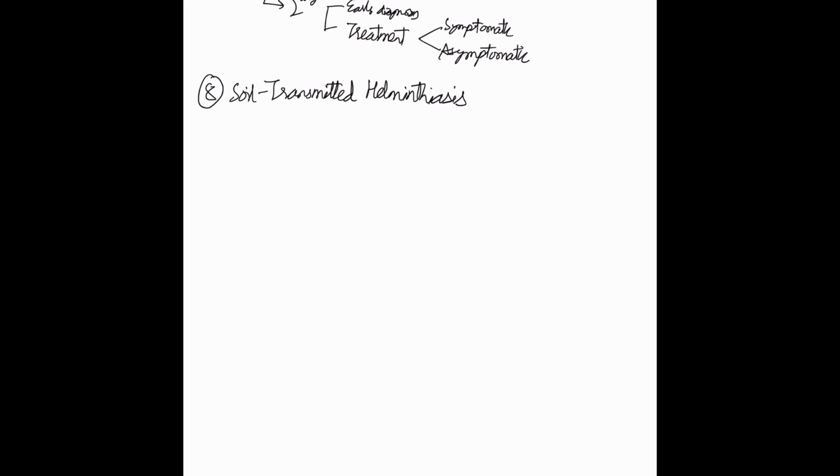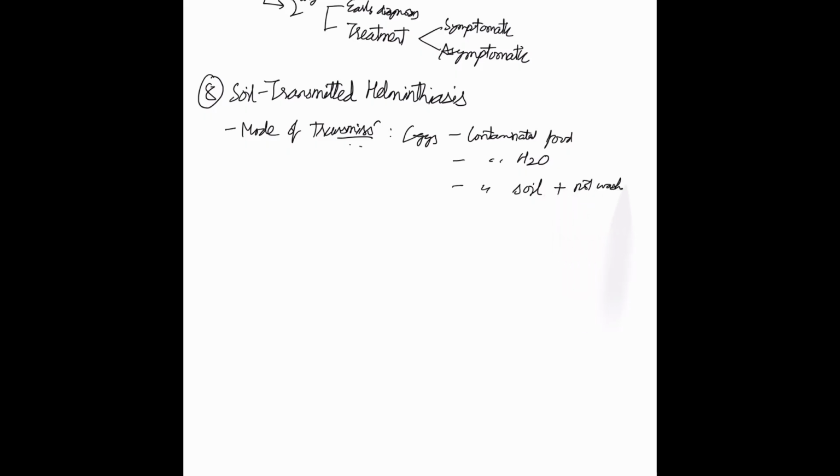Next, we have soil transmitted helminthiasis, which you have to know the modes of transmission in general for any helminthiasis. Eggs can be transmitted by contaminated food or contaminated water or contaminated soil combined with the habit of not washing your hands before a meal. The first disease here is ascariasis.